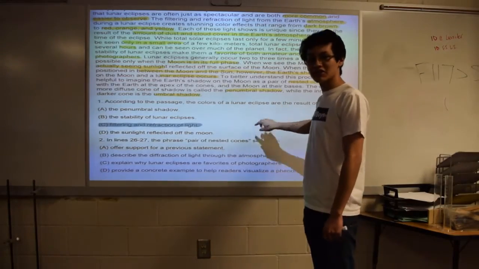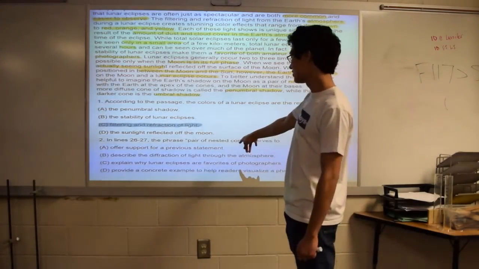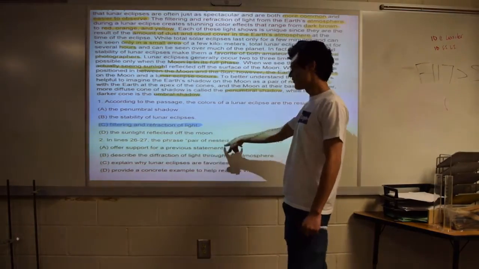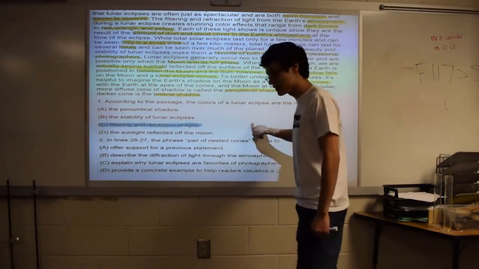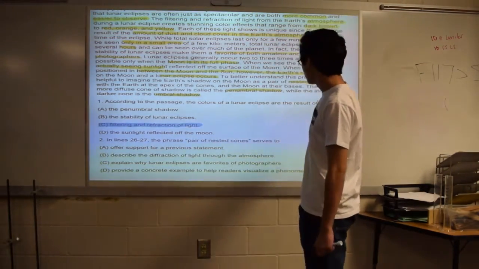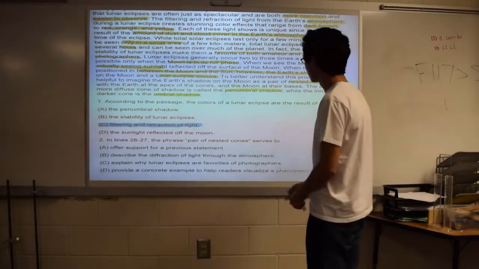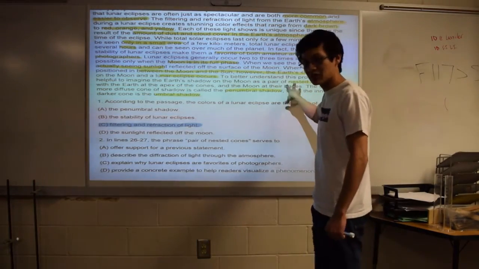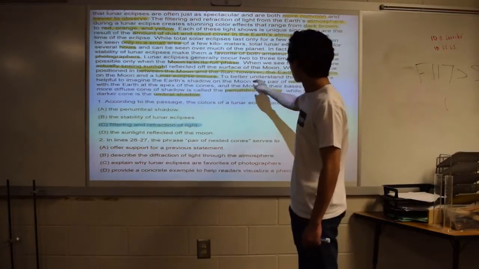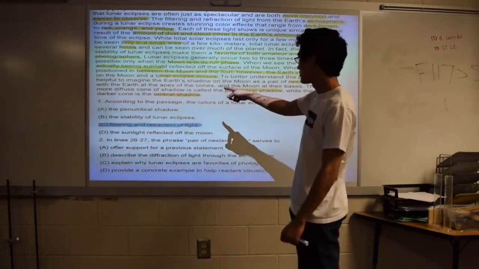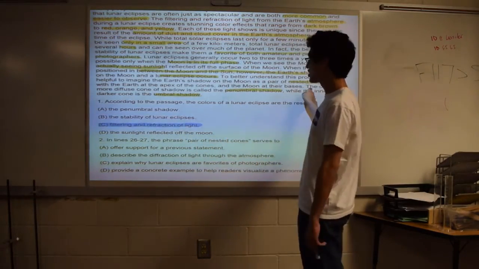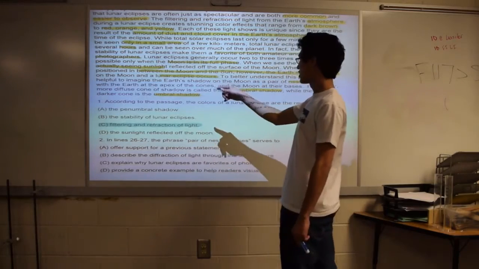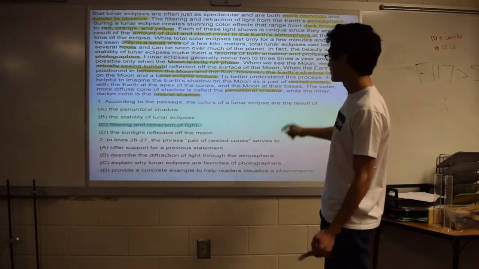Alright, even though the line numbers aren't marked, we could still look if we highlighted something like a pair of nested cones because it seems like something we would highlight. So let's look. And look, there it is. Pair of nested cones. So let's read the whole sentence to get a better understanding of what they're talking about. To better understand this process, it's helpful to imagine the Earth's shadow on the moon as a pair of nested cones, with the Earth at the apex of the cones, and the moon at their bases.